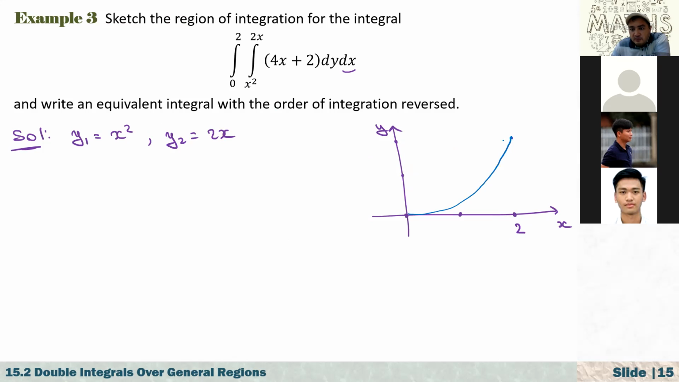Okay. Now, how about y2 equals 2x? It is a straight line. So that is a straight line here. If you just draw this, it passes through the origin. Okay, it actually meets the parabola here. So this point is (2, 4). Okay, so our integration region is this. We are integrating our function over this region.